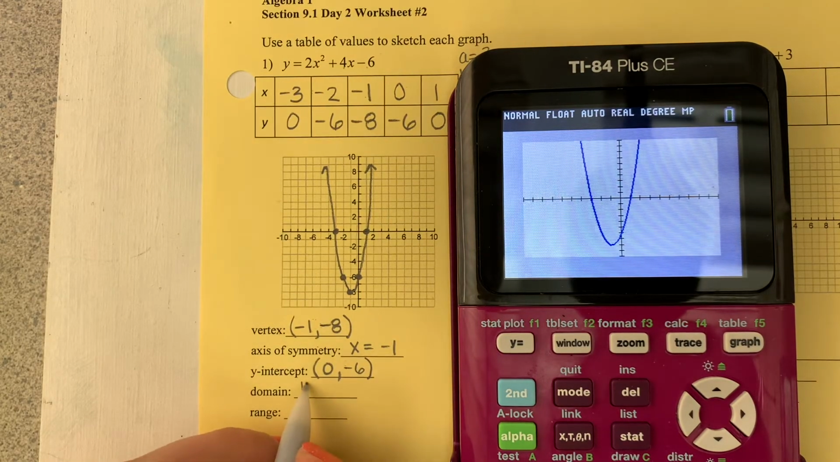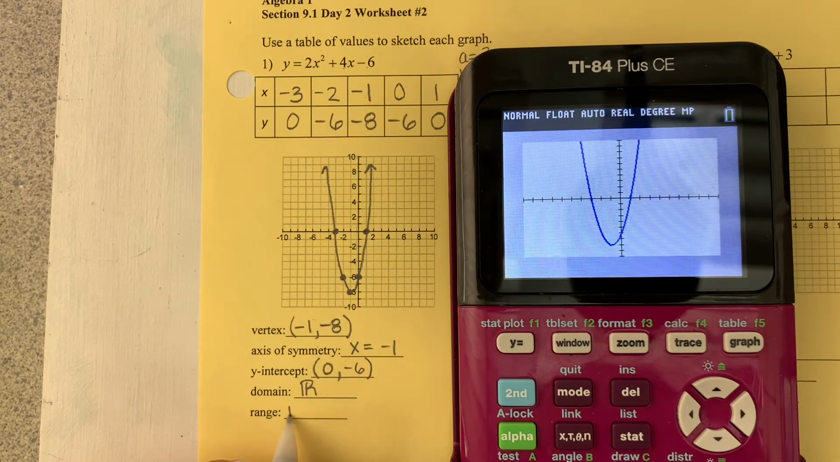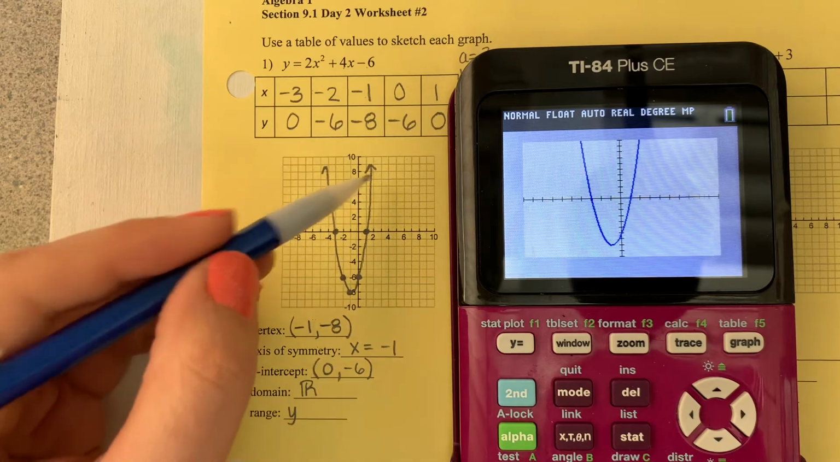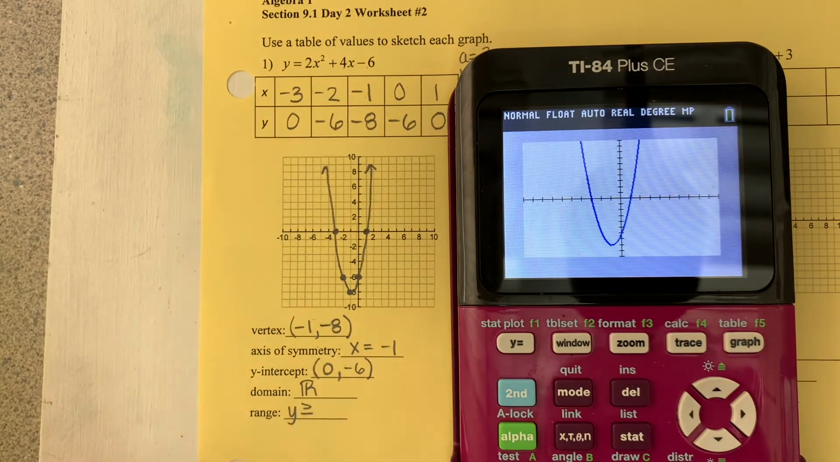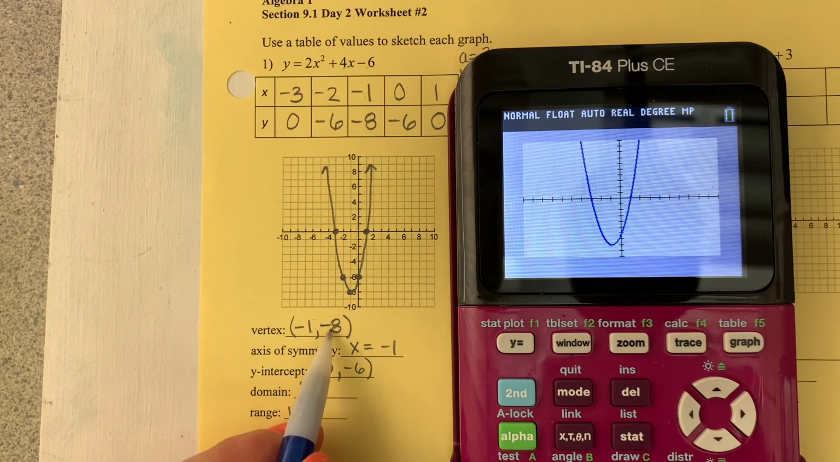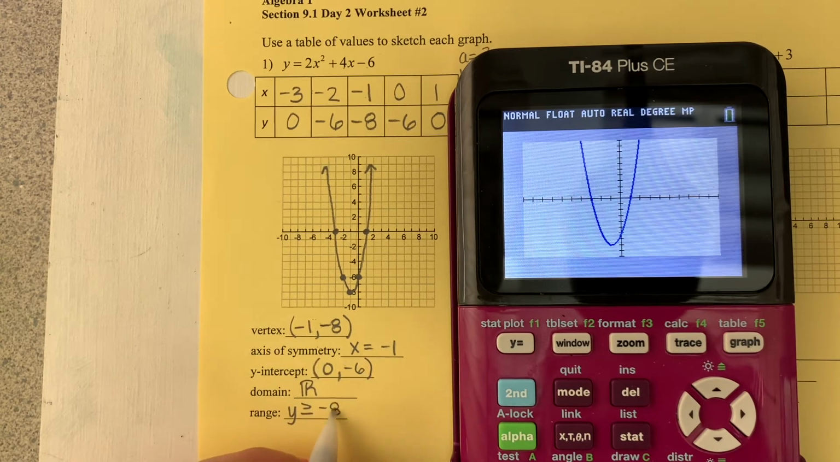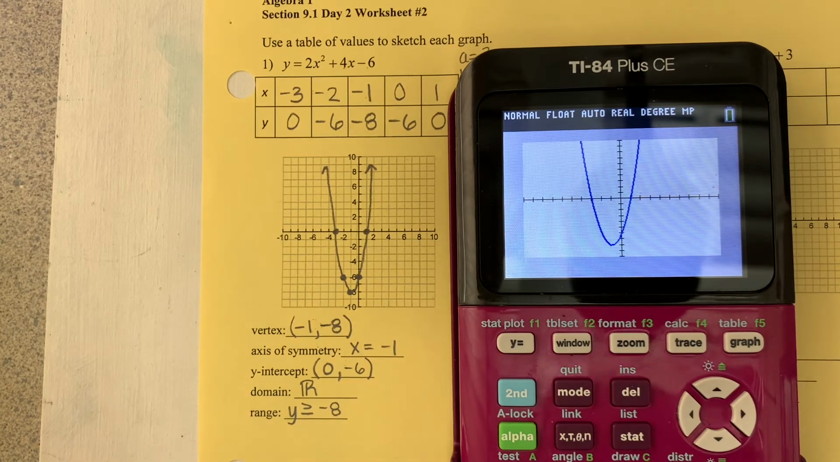My domain is always going to be all real numbers. Now my range depends on whether my parabola is going up or down. Because my parabola is going up, I'm going to choose greater than or equal to, and it's always the y value of my vertex, which in this case is -8. So all my y values are bigger than or equal to -8.